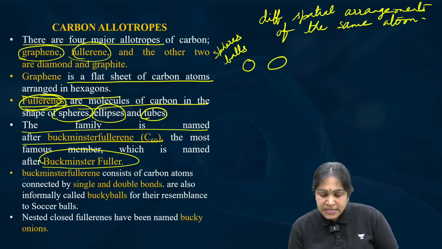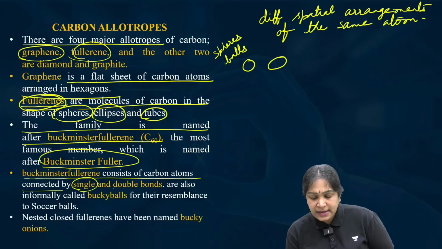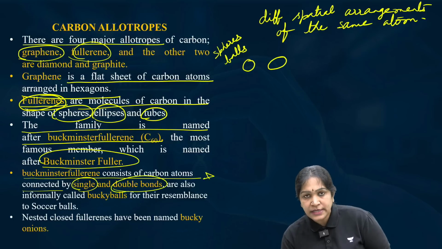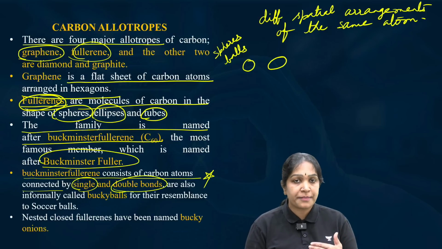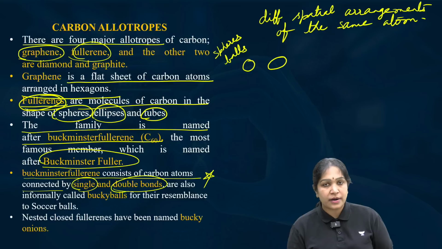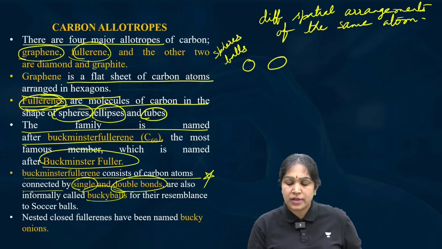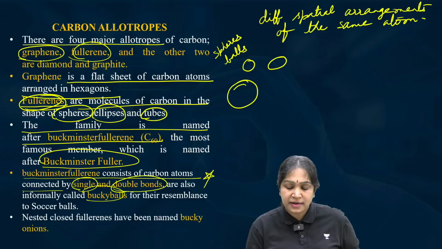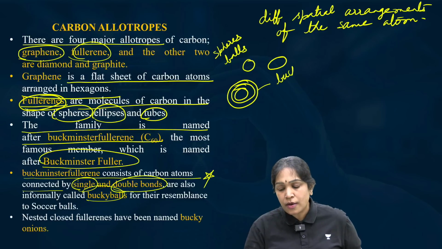Okay. Buckminster fullerene consists of carbon atoms connected by both single and double bonds. Remember this point. In the Buckminster fullerene or buckyballs, you can have carbon atoms which are connected either by single bond or by double bond. They are also called buckyballs. Sometimes we also have nested buckyballs like this. One buckyball, another buckyball inside, another buckyball inside.